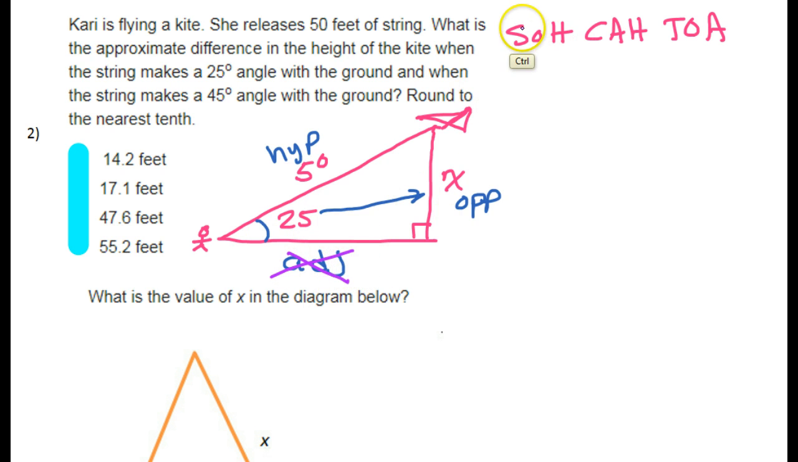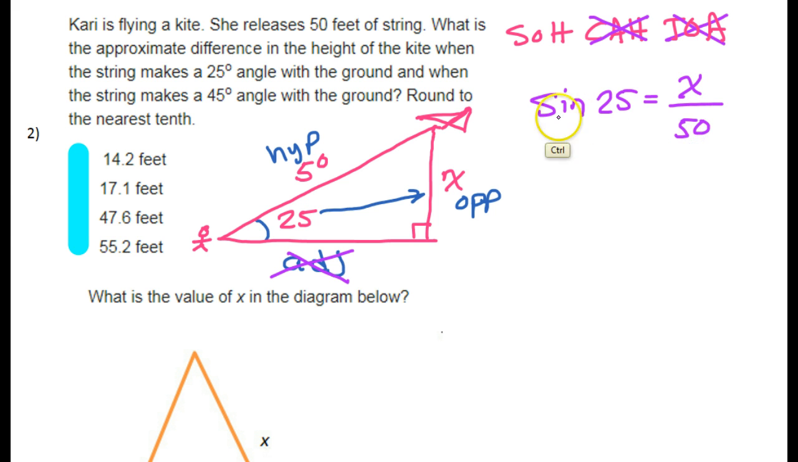So we're definitely not going to use any function that involves the adjacent side, which is totally empty. That's why we're not going to use cosine and we're not going to use tangent. So that just leaves sine. It works like this: sine of the angle is equal to opposite over hypotenuse. So that's going to be x over 50.